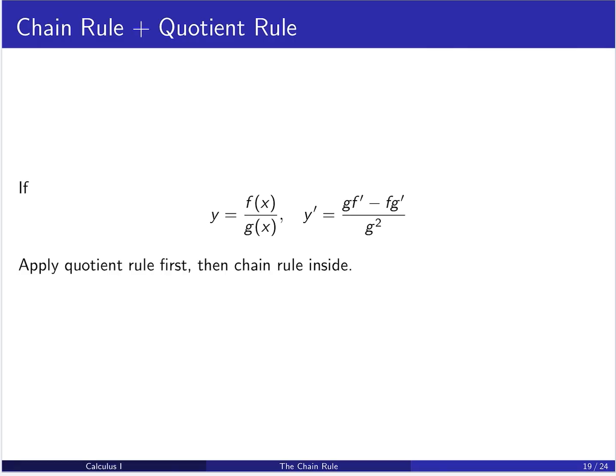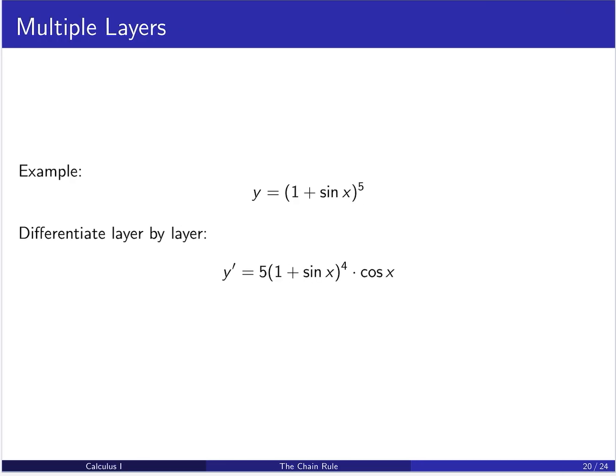Right, so this is chain rule plus quotient rule here. If we have the function, we can say the rational function like f of x over g of x, we call this the quotient rule. So first we apply the quotient rule, and then we use chain rule inside. The process is similar. So there are multiple layers. If a function has multiple layers, then you can differentiate layer by layer, as I said earlier.